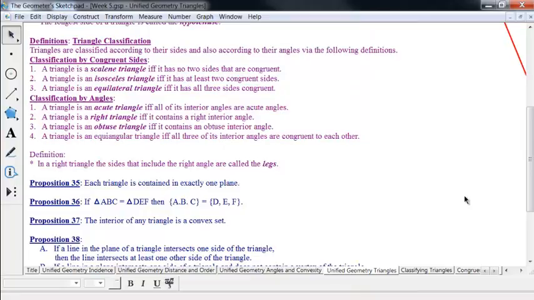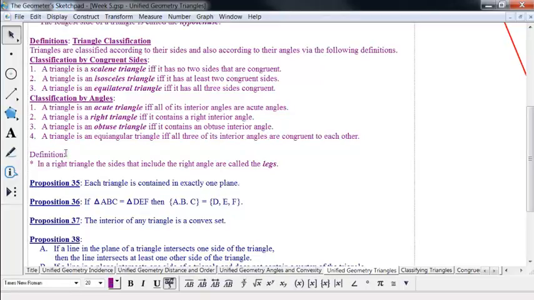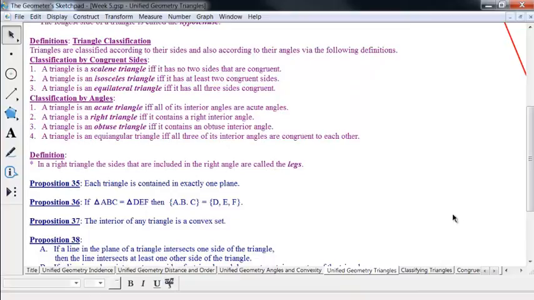Okay, in a right triangle, the sides that include the right angle are called the legs. So if it has a right angle as one of the sides, then it's called a leg. Okay, so in a Euclidean right triangle, the hypotenuse is going to be the longest side, and the other two are going to be called legs.